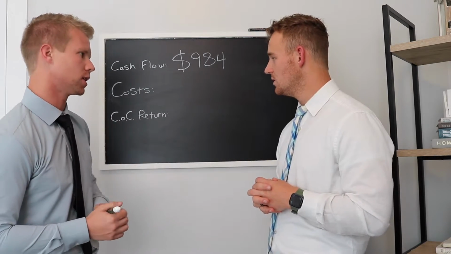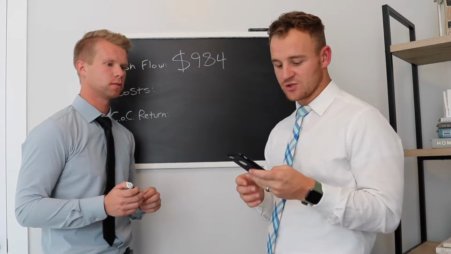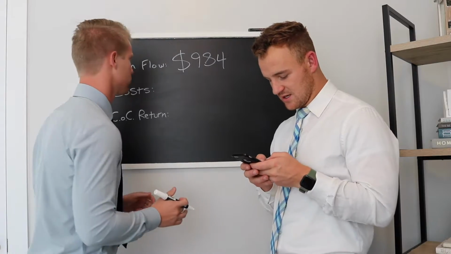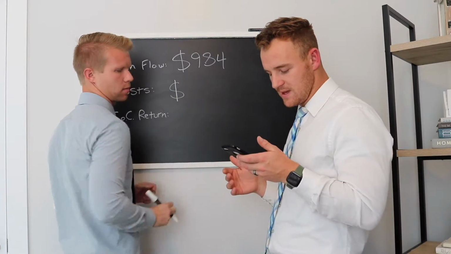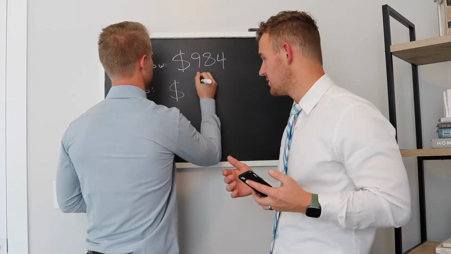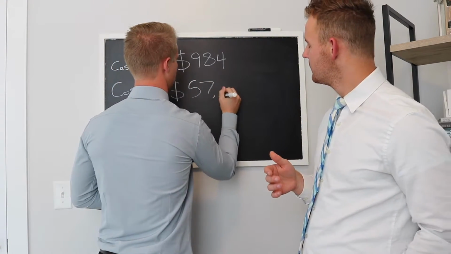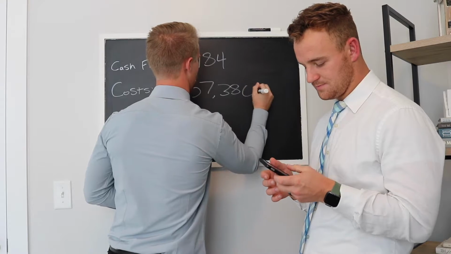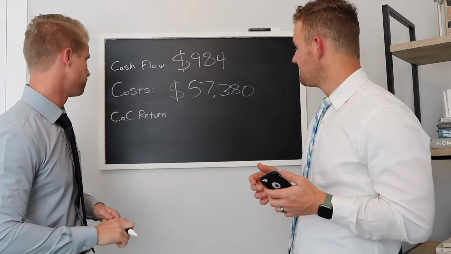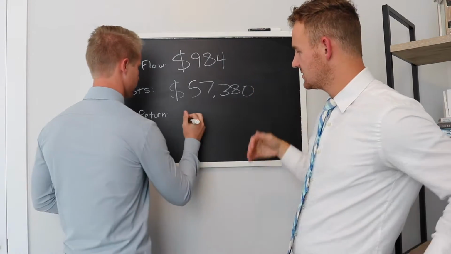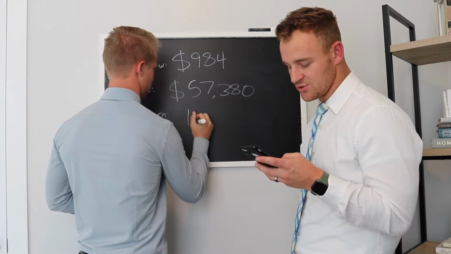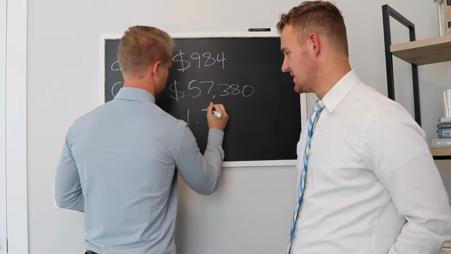Awesome. And what was the cost on this property? So if a traditional investor were to take this and get 20% down, with about $5,000 in closing costs, which is pretty normal, they'd be in $57,380. Awesome. And when you take $984 divided by our costs, we calculated out a cash on cash return at 1.72%.